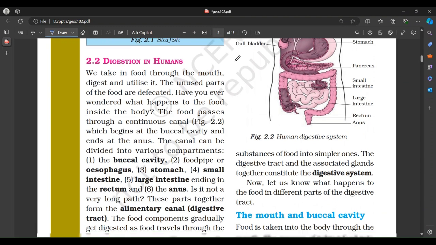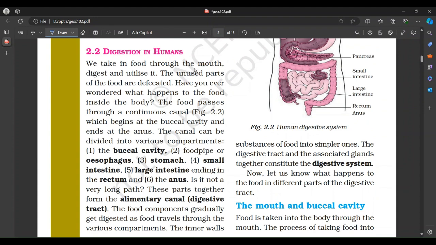Now, digestion in humans. We take food through the mouth. This is the first organ in the digestive system, where we digest and utilize the food. The unused parts of the food are defecated.